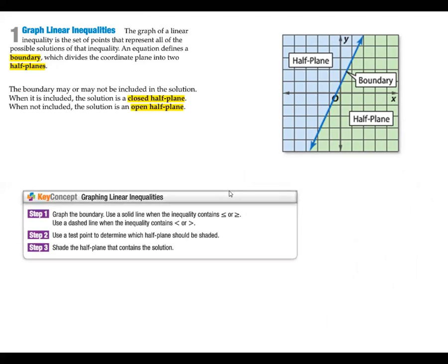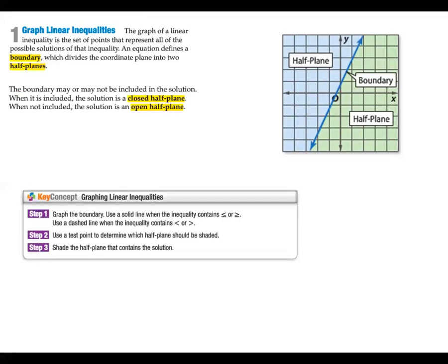So the first step in graphing linear inequalities is graph the boundary. So you take the linear inequality, solve it for y, and then make it an equation, just like substitute an equal sign in there, and graph that line. If it's an or equal to inequality, like a less than or equal to, greater than or equal to, you draw the line as a solid line. Or you use the dashed line if it's strictly less than or strictly greater than.